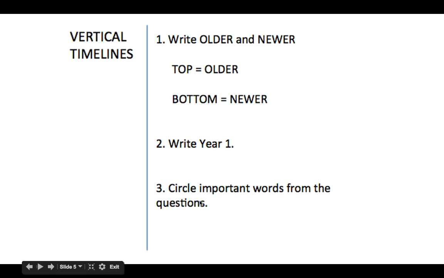Your last step is to circle important words from the questions. You will have questions about a timeline, and usually those questions will include words that you can also find on the timeline. So, you need to decide what to circle based on what words you see in the question. Please pause this video now if you need more time to write on your notes.